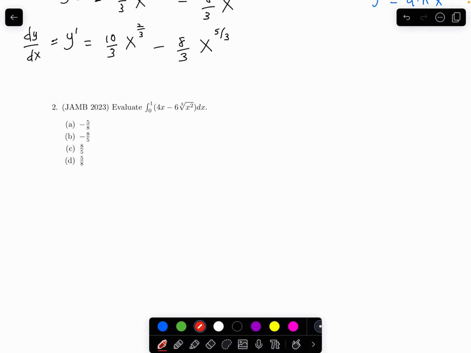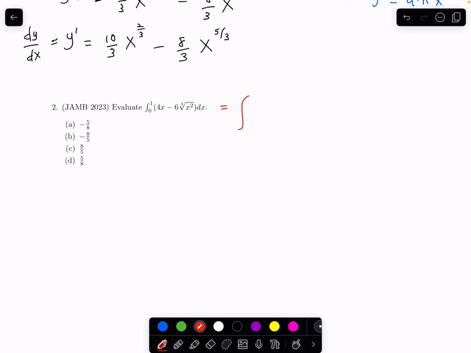This is a problem from just last year, right? So we want to evaluate this integral. How can we do this? Okay, so basically, when you have something like this, you want to rewrite any expression in radical form. You want to rewrite it in the form of x to the power of something, right?